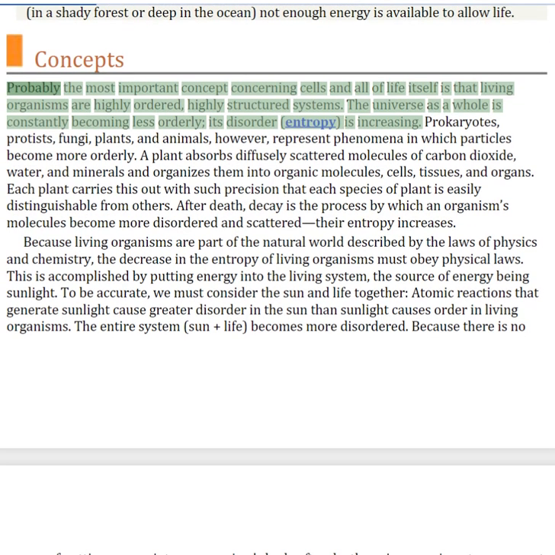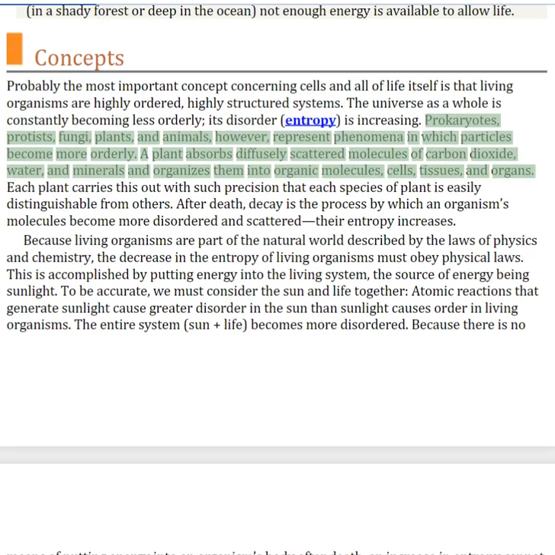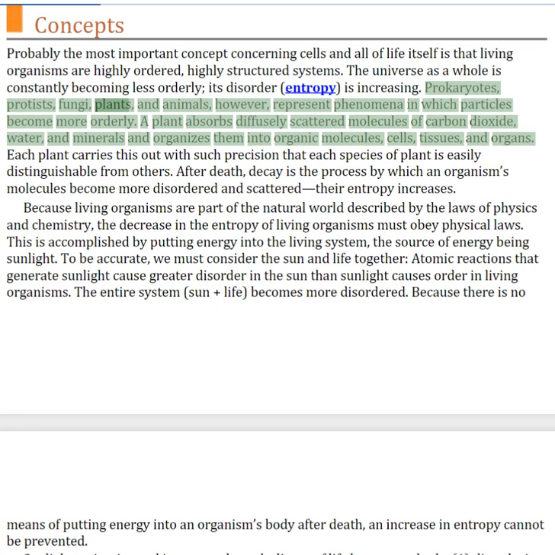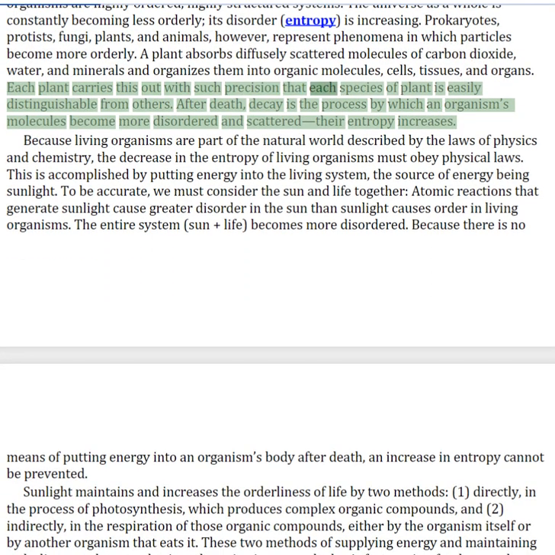Concepts. Probably the most important concept concerning cells and all of life itself is that living organisms are highly ordered, highly structured systems. The universe as a whole is constantly becoming less orderly; its disorder is increasing. Prokaryotes, protists, fungi, plants, and animals, however, represent phenomena in which particles become more orderly. A plant absorbs diffusely scattered molecules of carbon dioxide, water, and minerals and organizes them into organic molecules, cells, tissues, and organs. Each plant carries this out with such precision that each species of plant is easily distinguishable from others.